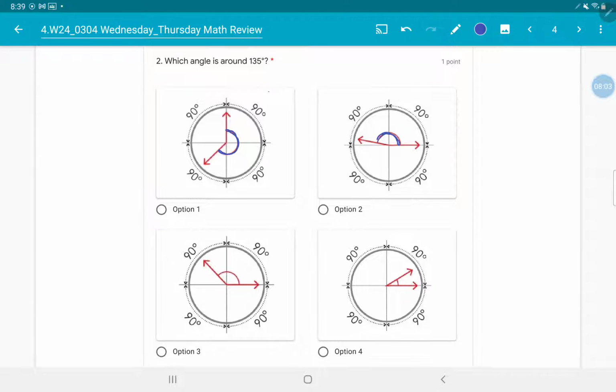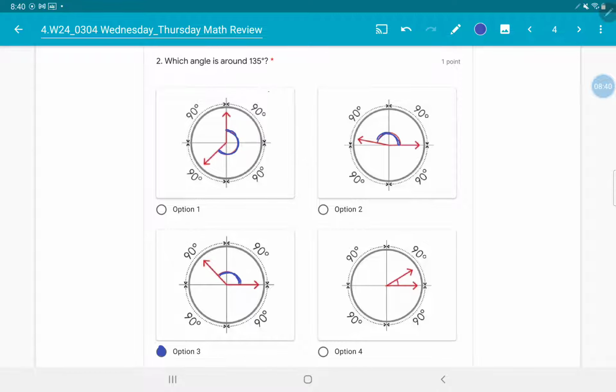Okay. If I come down here to option 3, I'm looking at the arc. I have one 90-degree angle right here, plus a little bit more. Would that be about 135 degrees? Yes. Option 3 is the correct answer. How do I know option 4 is incorrect? Because it's way too small. It's not even 90 degrees, so I know that can't possibly be the correct answer. Okay, questions about that one?